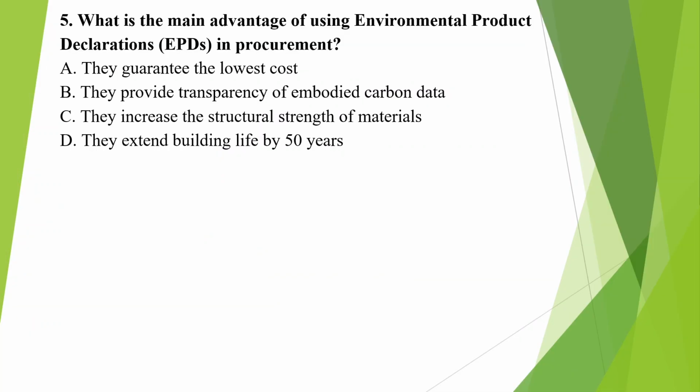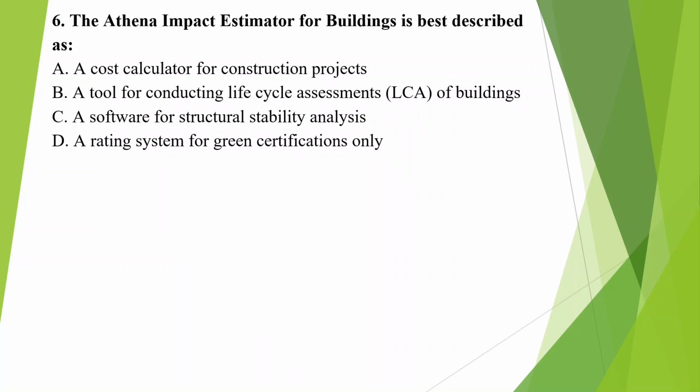So, guys, it's good to see that all of you have answered the correct option, and it is option B. The main advantage is that they provide transparency of embodied carbon data. In the previous questions also I discussed with the example of a food label that this EPD discloses the life cycle impact or the embodied carbon, which helps the designers to compare and select low carbon materials. Fine. So let's move to the sixth question then.